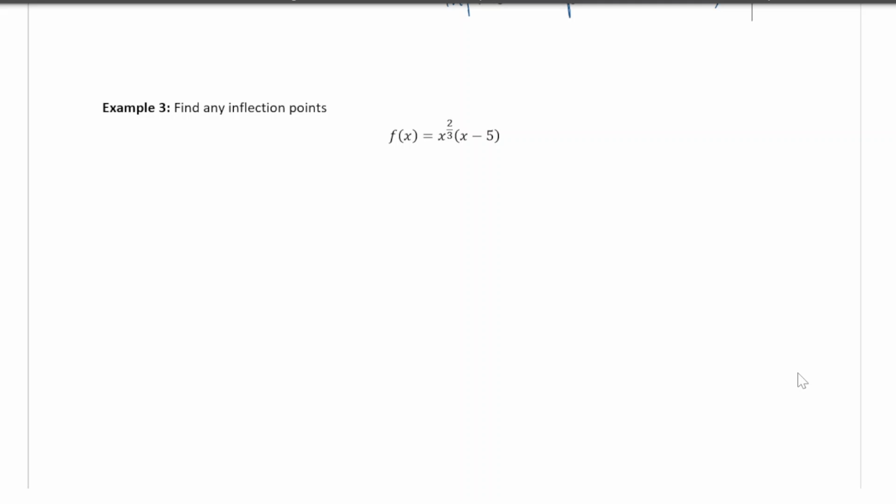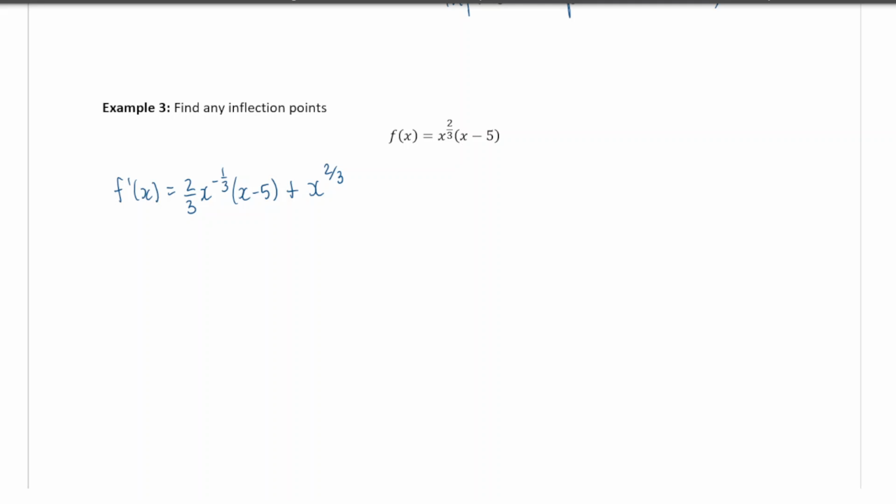So that means we have to find the second derivative. So I'm going to obviously go ahead and find the first derivative because that's a good place to start, right? This is a product, so we need the product rule. 2/3 is going to come down. We have x to the negative third, and then leave this alone. Okay, and then plus x to the 2/3.